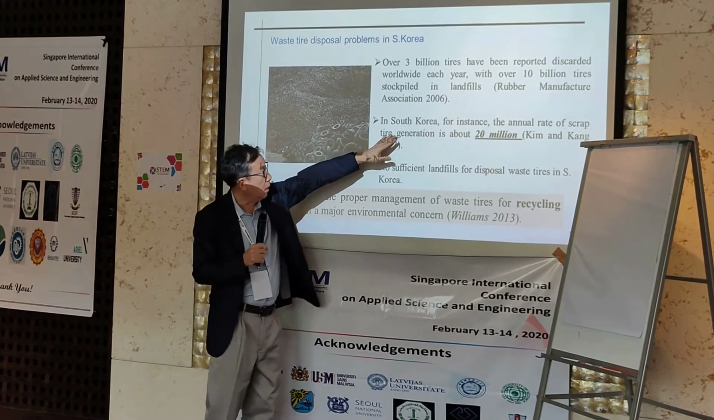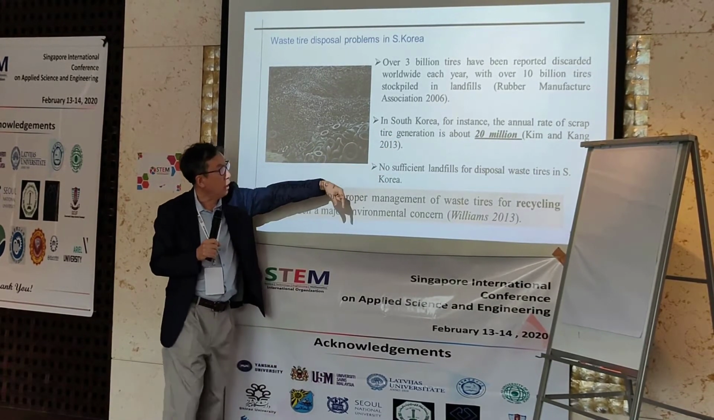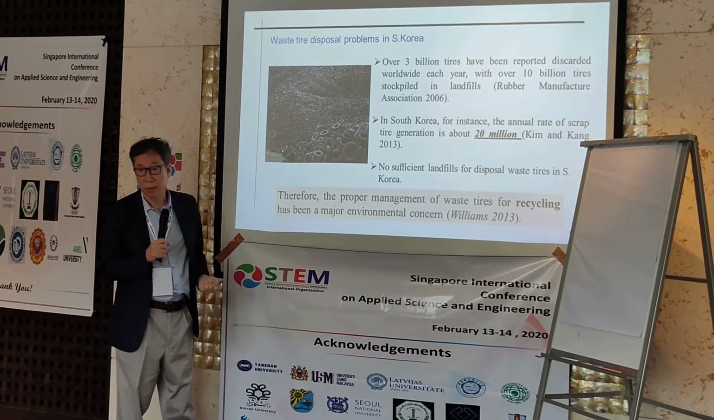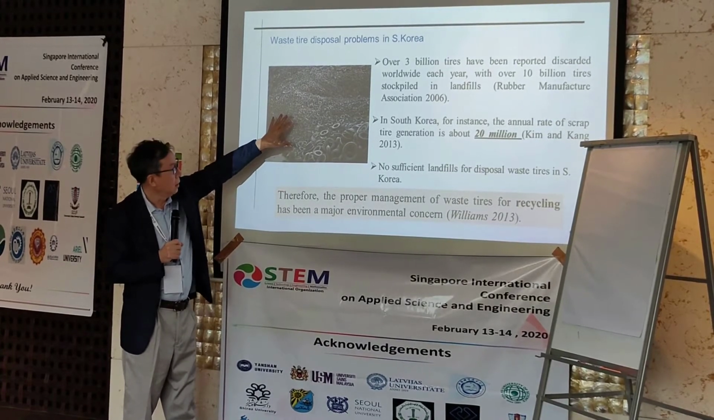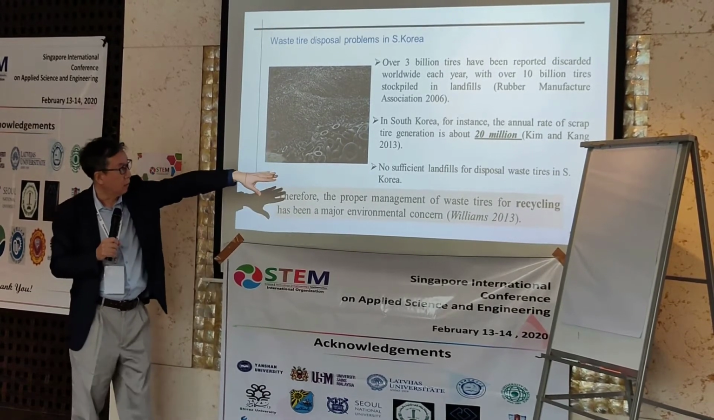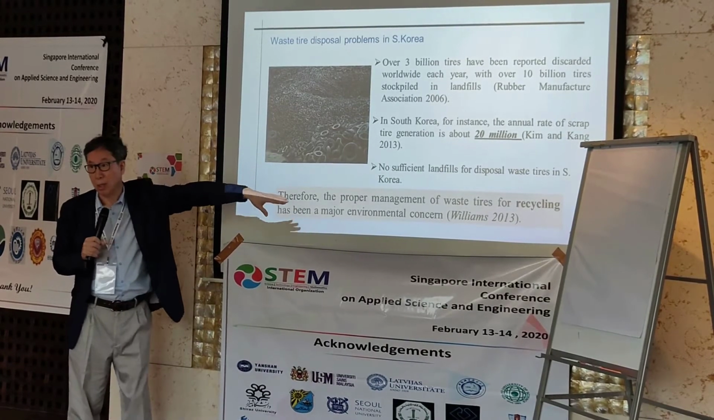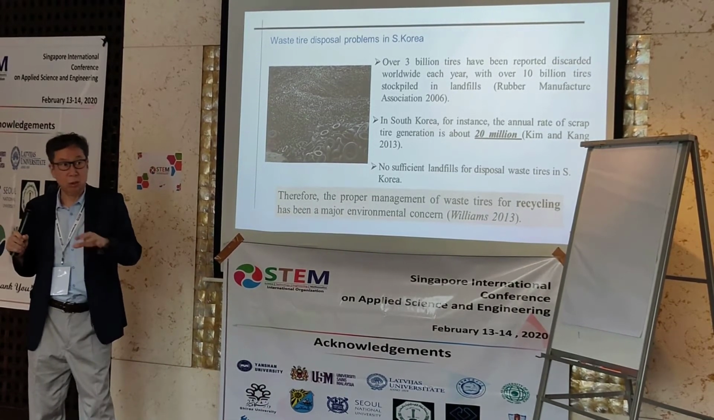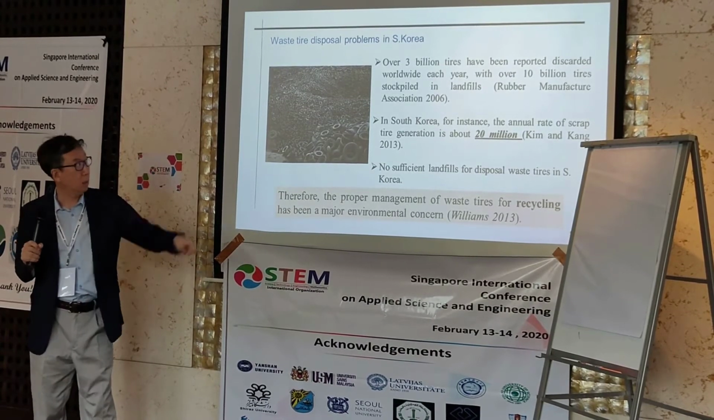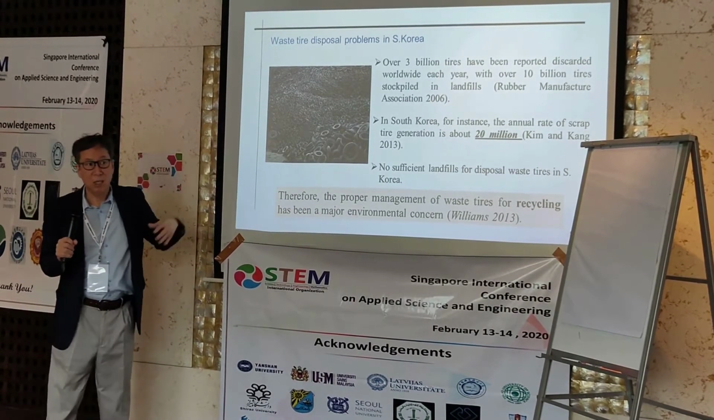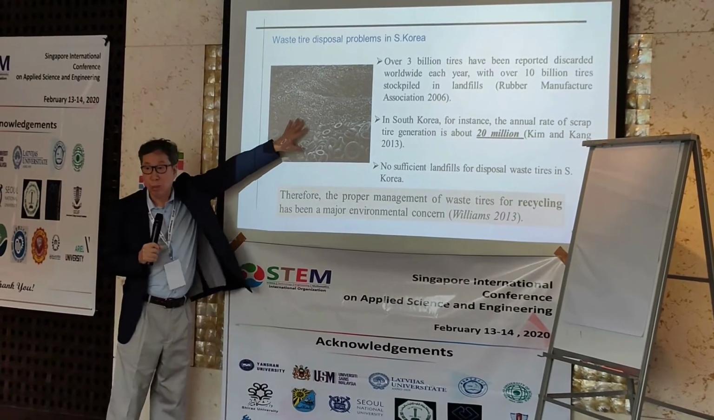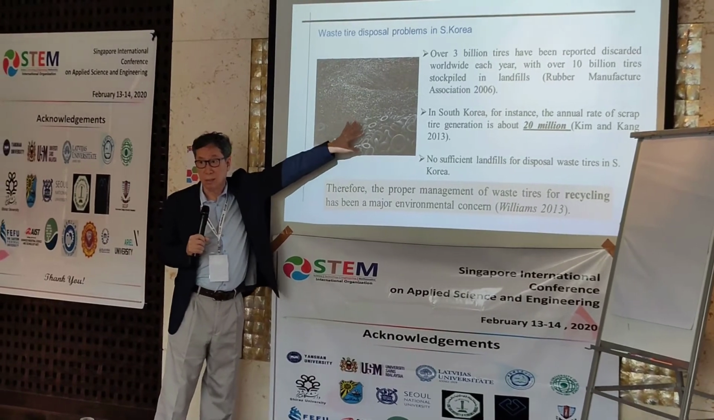In the case of South Korea, for instance, the annual rate of scrap tire generation is about 20 million waste tires like this one. There is no sufficient landfill for disposal of waste tires in South Korea. Our country is small and heavily populated, with about 50 million people, so there's not much area for landfilling like this. So we need to find some way to reuse these good materials.